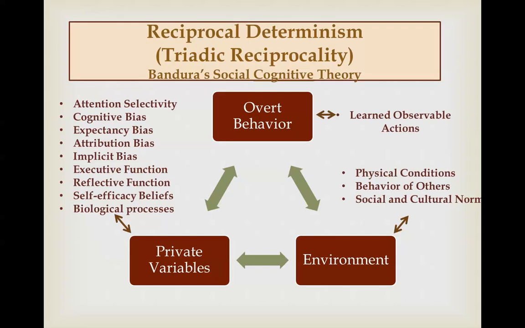Executive function is just the cognitive process of planning and reflecting on your problem solving. Reflective function comes out of the attachment literature, and it's the ability of the caregiver to create a narrative in their head that accurately reflects what the other is trying to communicate. Self-efficacy beliefs are, what do I believe about myself? What am I capable of? What am I not capable of? And as we'll see, self-efficacy beliefs are pretty powerful drivers of what people choose to do and not do. And then, of course, basic biological processes are also private variables.